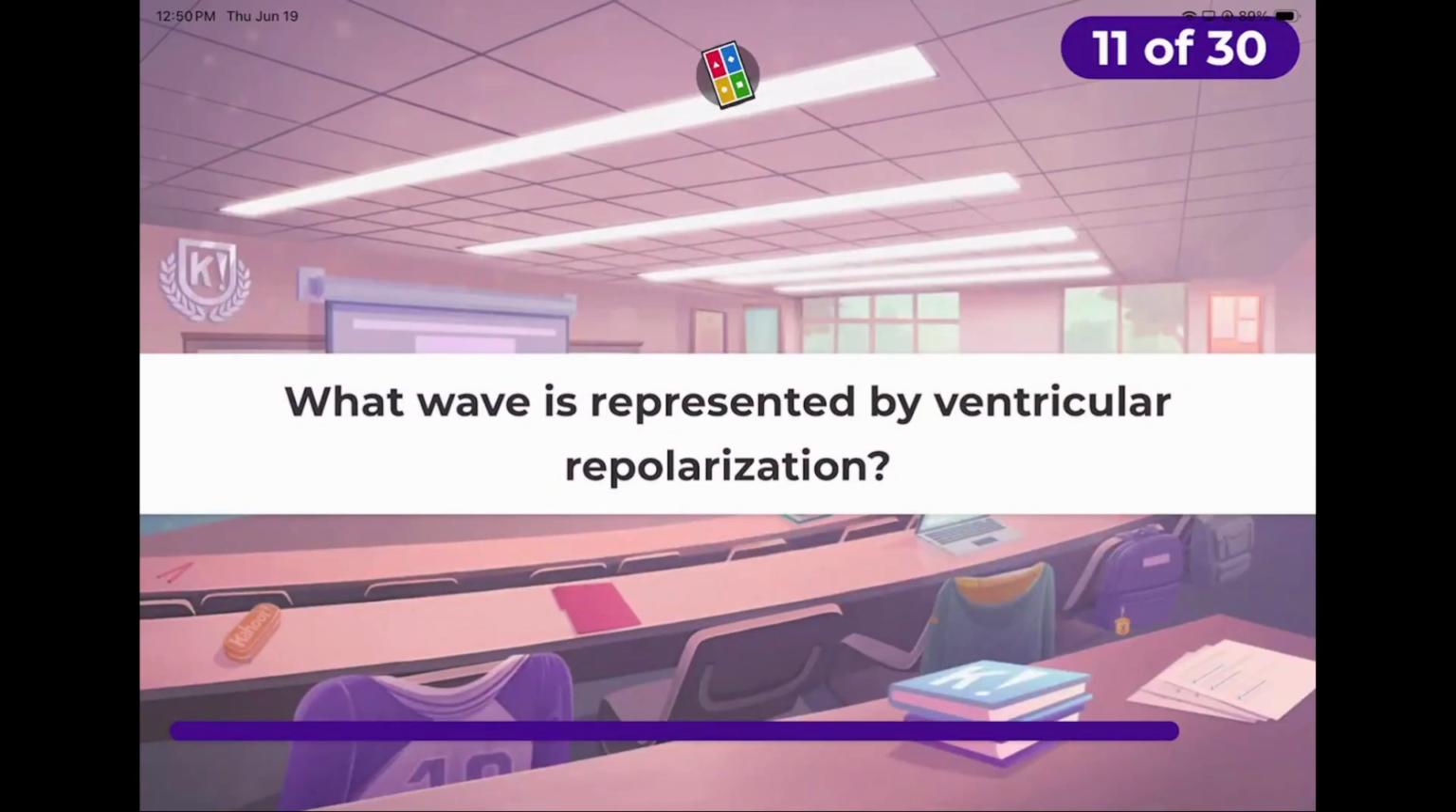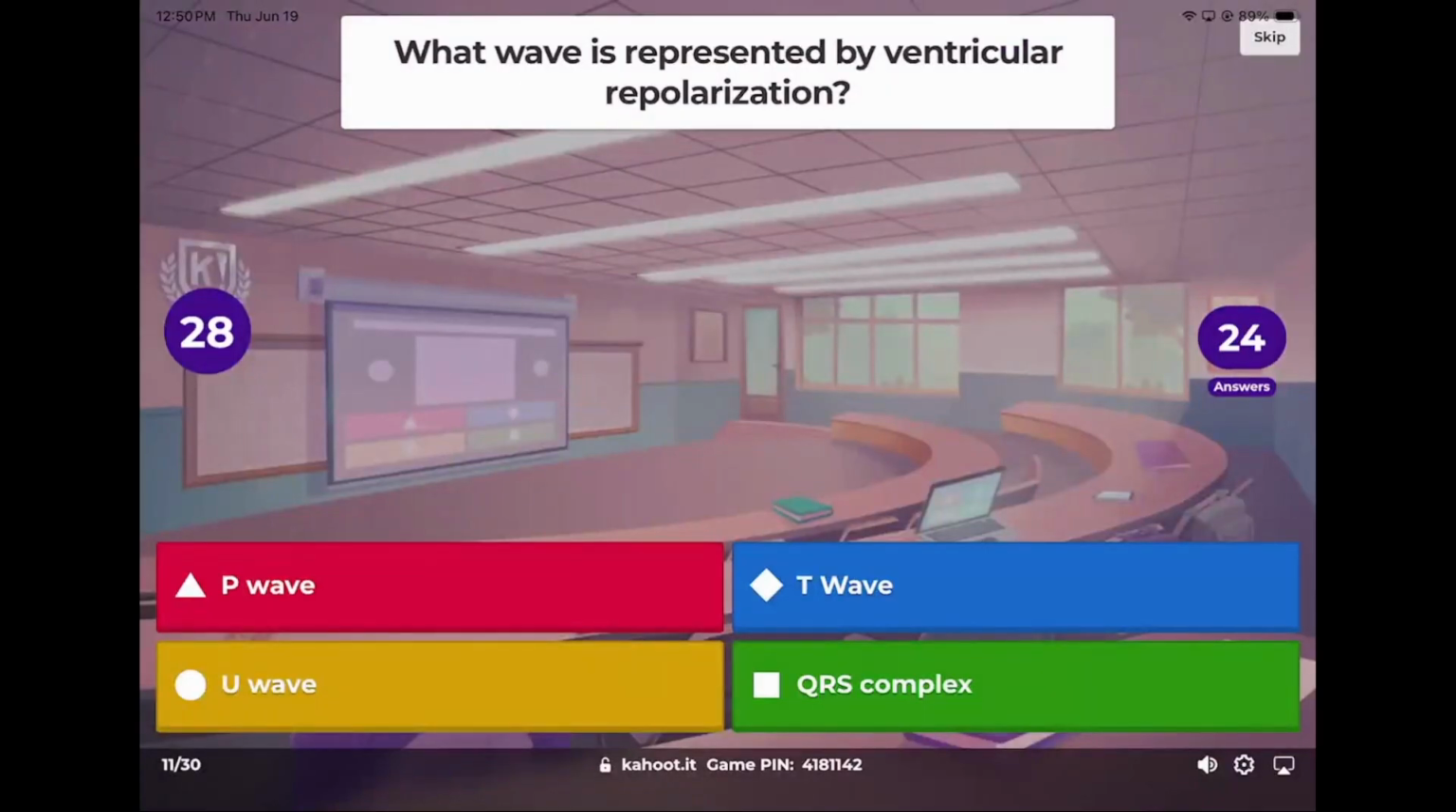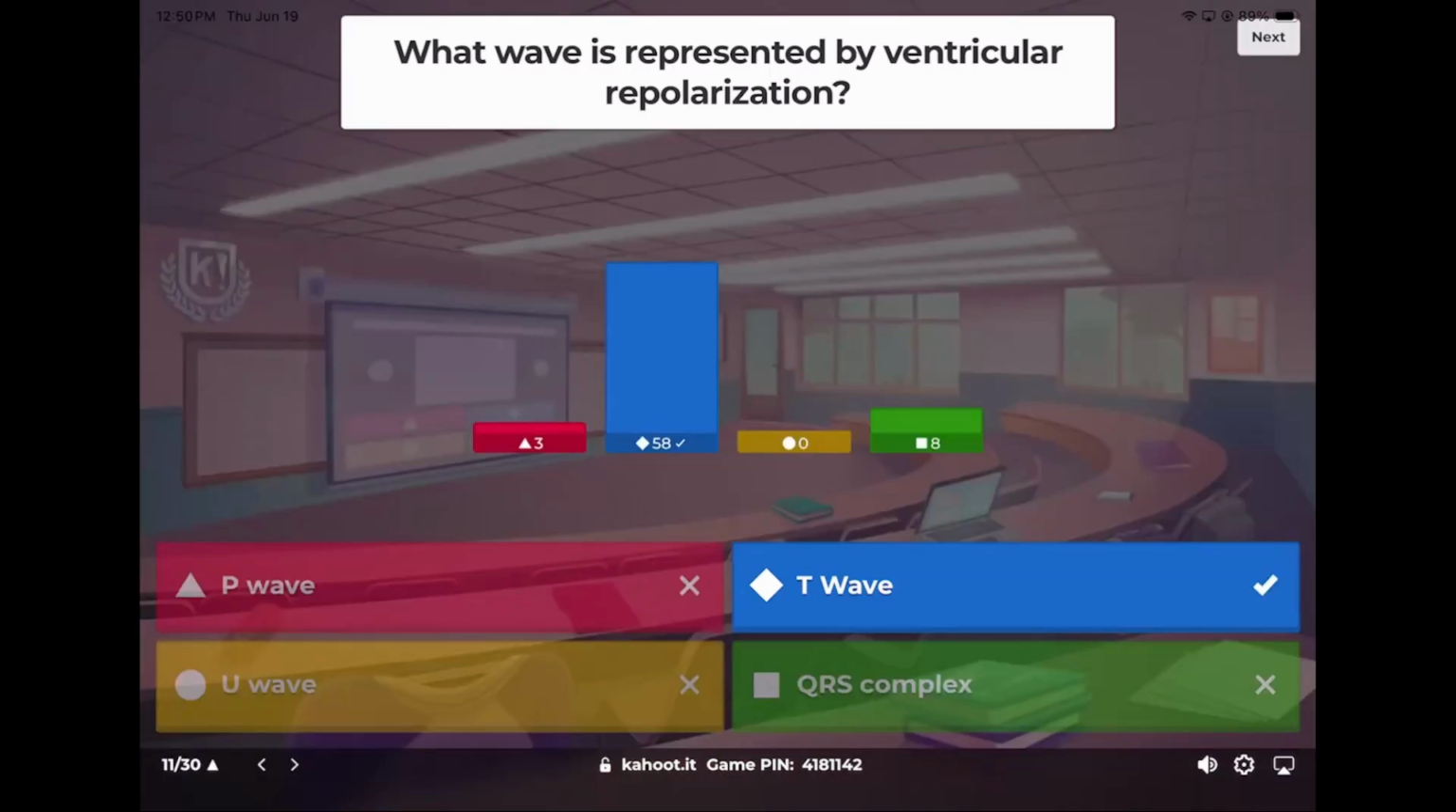What wave is represented by ventricular repolarization? So which wave on the EKG is ventricular repolarization? Did we ever go over a U wave? No. Does it exist? Yes, it does. But we never went over it, so I'm not going to test you on it, but it is real. Okay, this is the T wave. The T wave is ventricular repolarization. What is the P wave? Atrial depolarization. What's the QRS complex? Ventricular depolarization. Very good.